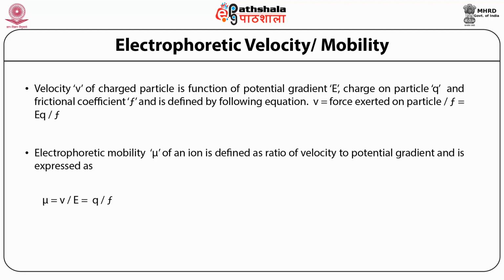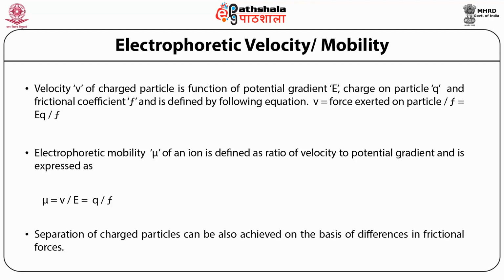Electrophoretic mobility may carry a similar meaning to velocity. This point is not clear to many students, and at times they feel mobility and velocity are similar, identical terms, but in actuality they are different. Mobility is the ratio of velocity v to potential gradient. Electrophoretic mobility is the ratio of velocity to potential gradient. It is to be noted that velocity is dependent on the distance between the electrodes, while electrophoretic mobility is not.